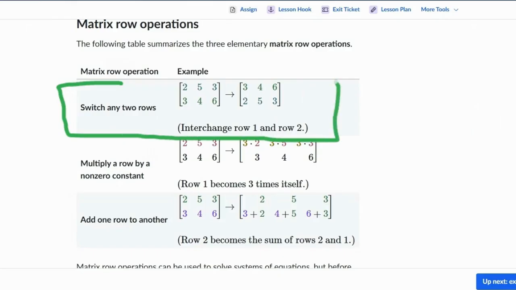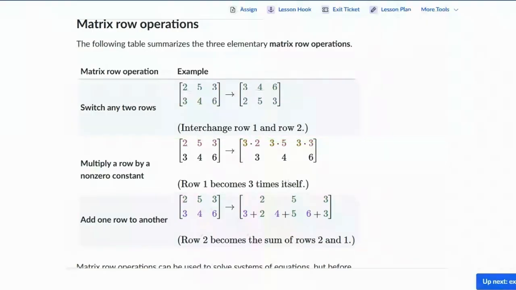Like we can take rows 1 and 2 and trade places. Or if we had 4 rows, we could pick any 2 of them and trade places. That's one of the operations we do with the matrix. Exchange row 1 and 2. You see it starts with 2, 5, 3, and 3, 4, 6. They just swapped places. Now it's 3, 4, 6, 2, 5, 3. So that's one of the basic things we can do.